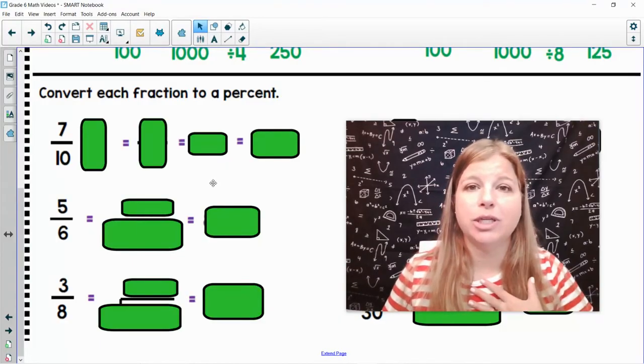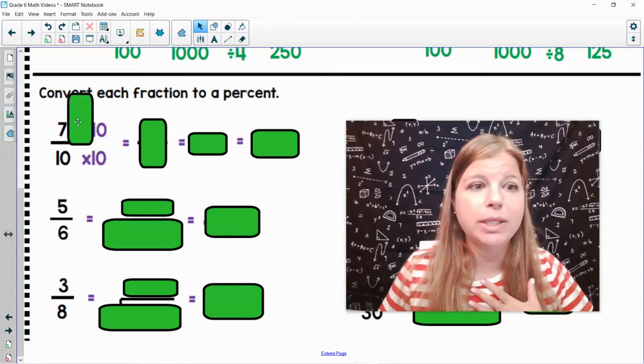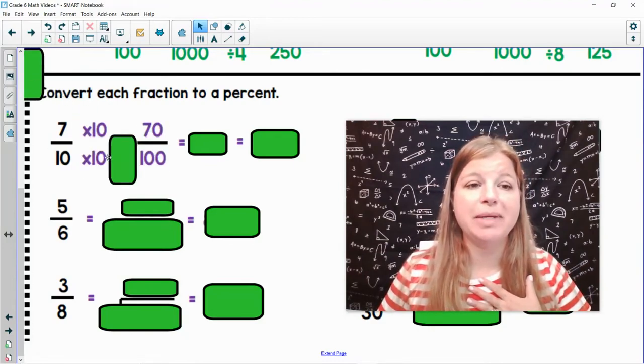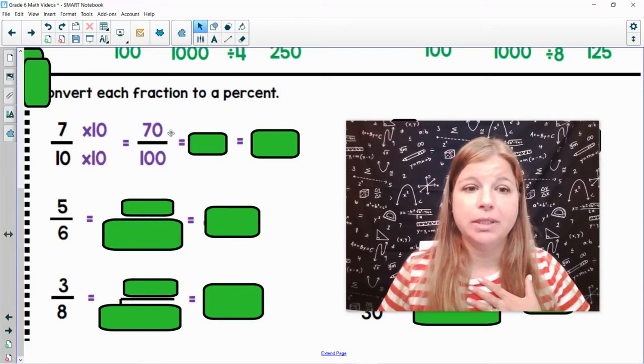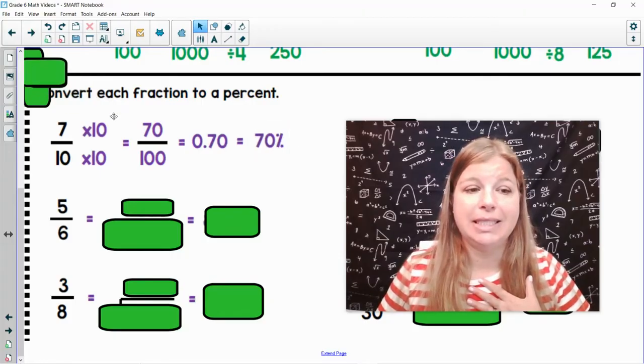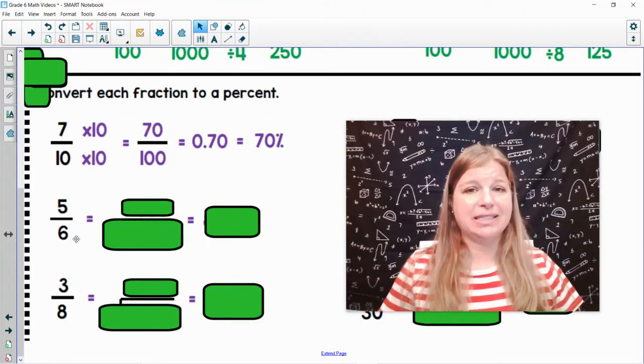7/10. I can transform 10 into 100 so easily by multiplying by 10 over 10, which would get me 70 over 100, which is just 0.70. 0.70 is 70%. Easy.